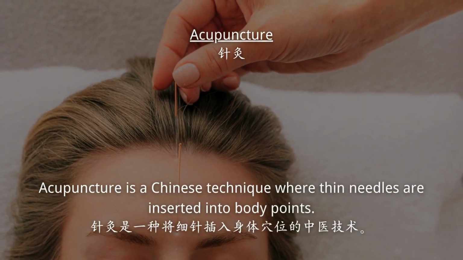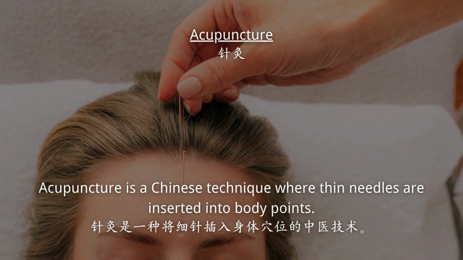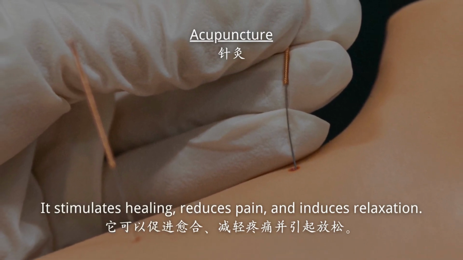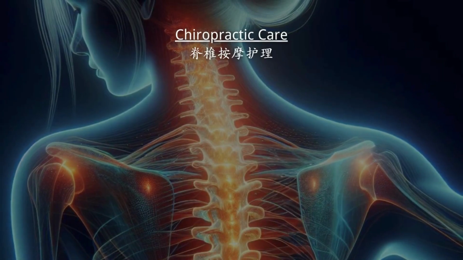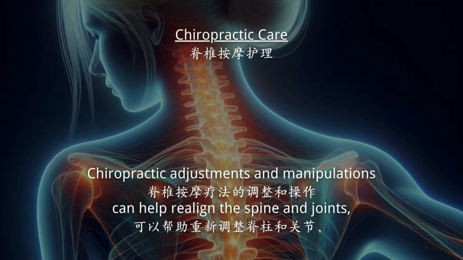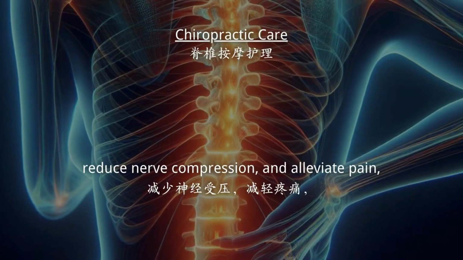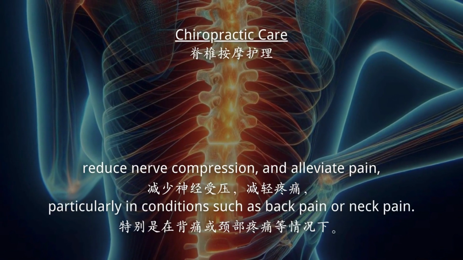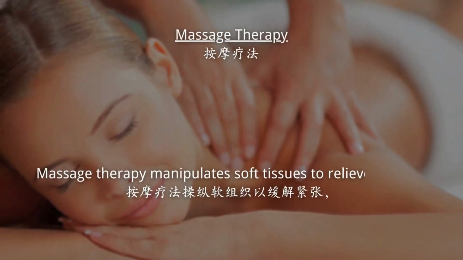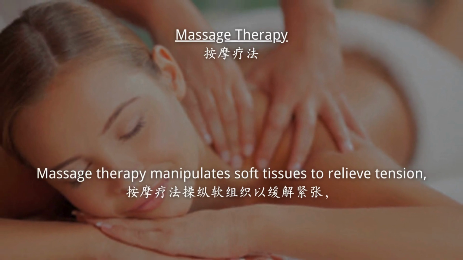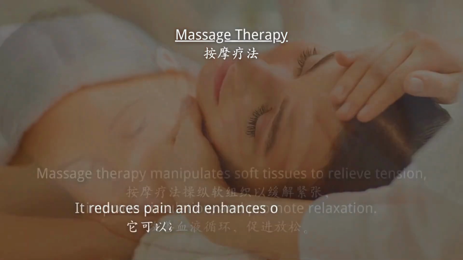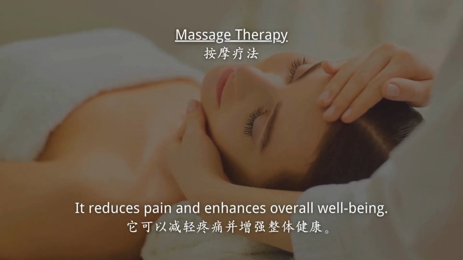Acupuncture. Acupuncture is a Chinese technique where thin needles are inserted into body points. It stimulates healing, reduces pain, and induces relaxation. Chiropractic care. Chiropractic adjustments and manipulations can help realign the spine and joints, reduce nerve compression, and alleviate pain, particularly in conditions such as back pain or neck pain. Massage therapy. Massage therapy manipulates soft tissues to relieve tension, improve circulation, and promote relaxation. It reduces pain and enhances overall well-being.